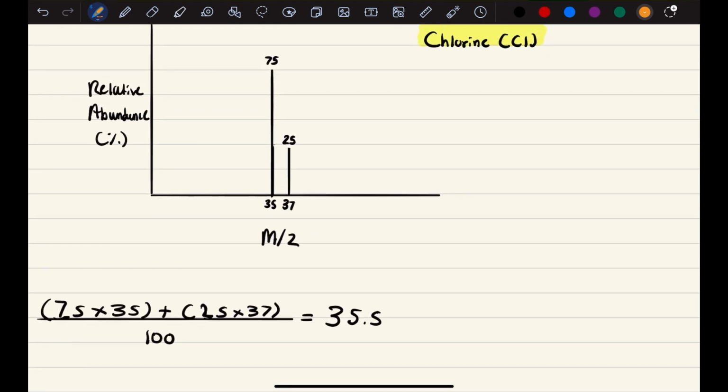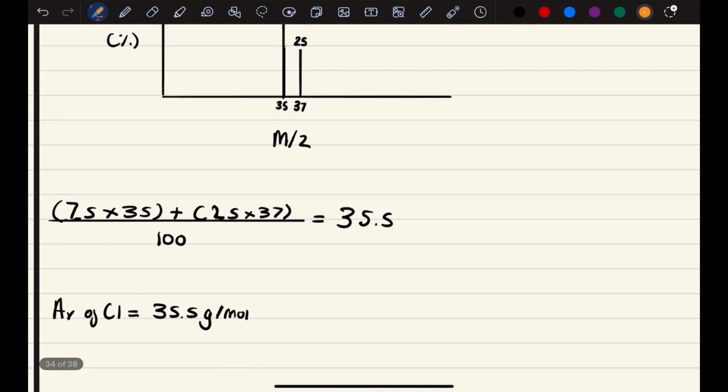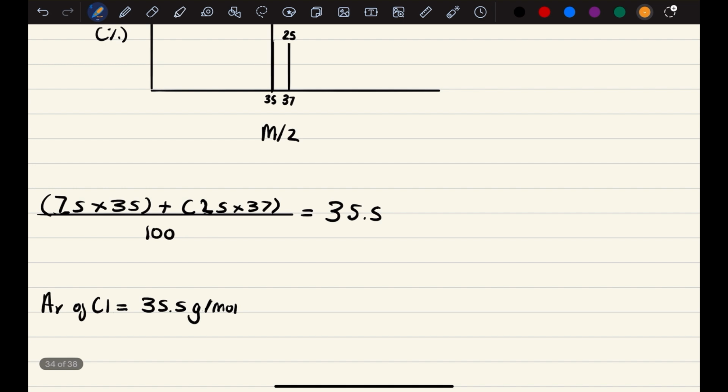Cool. Now, 75 abundance multiplied by 35, the mass to charge ratio, plus 25 relative abundance times 37 mass to charge ratio, divided by 100 gives you an answer of 35.5. So 35.5 grams per mole must be the relative atomic mass of chlorine.